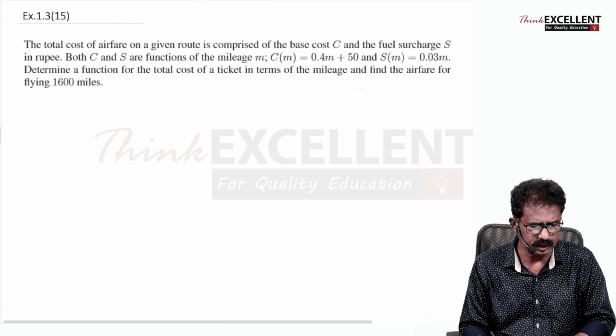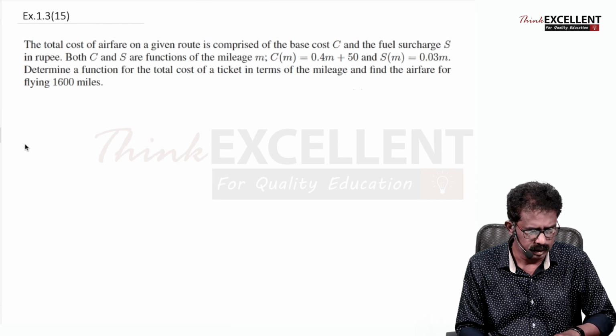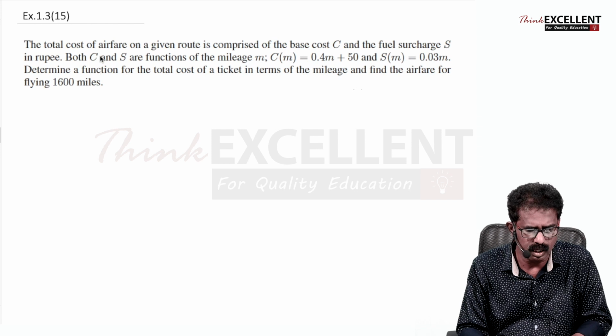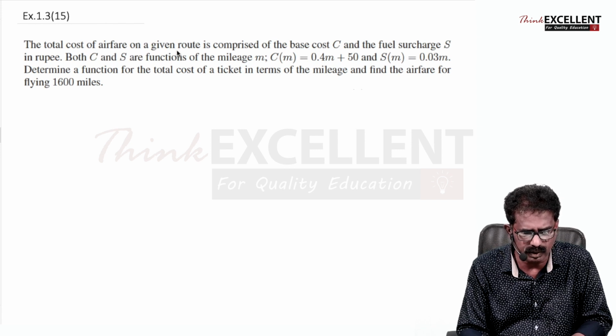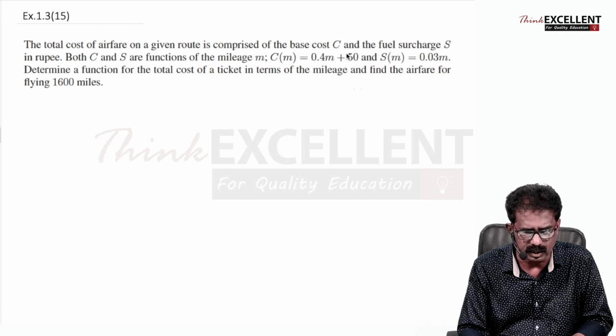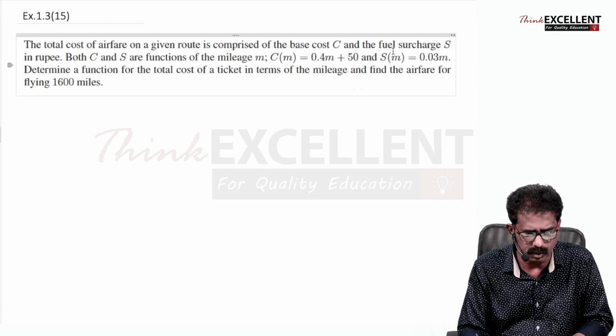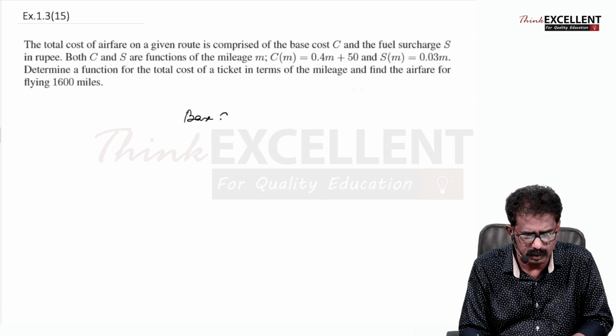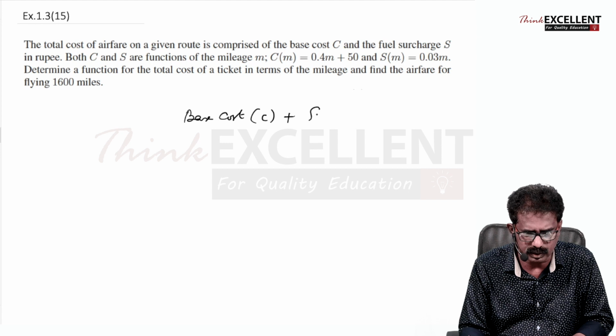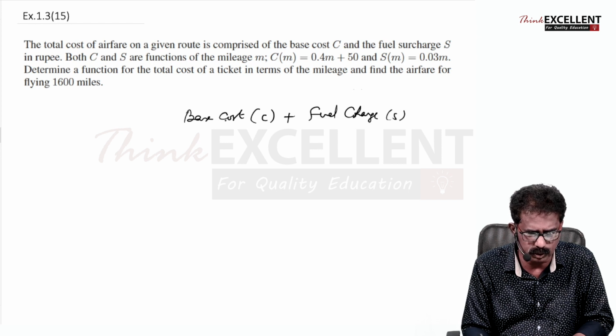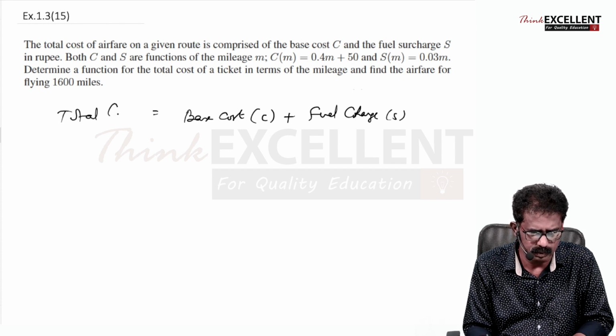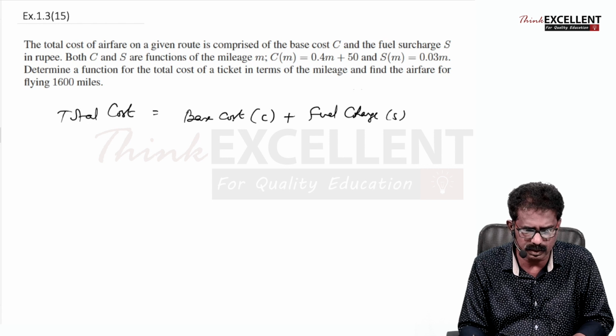So let's go for the next question. The total cost of airfare on a given route is comprised of the base cost C and the fuel cost S. So base cost, that is C, plus the fuel charge, that is S, together make what? The total cost. Total cost is base cost plus fuel cost, okay.